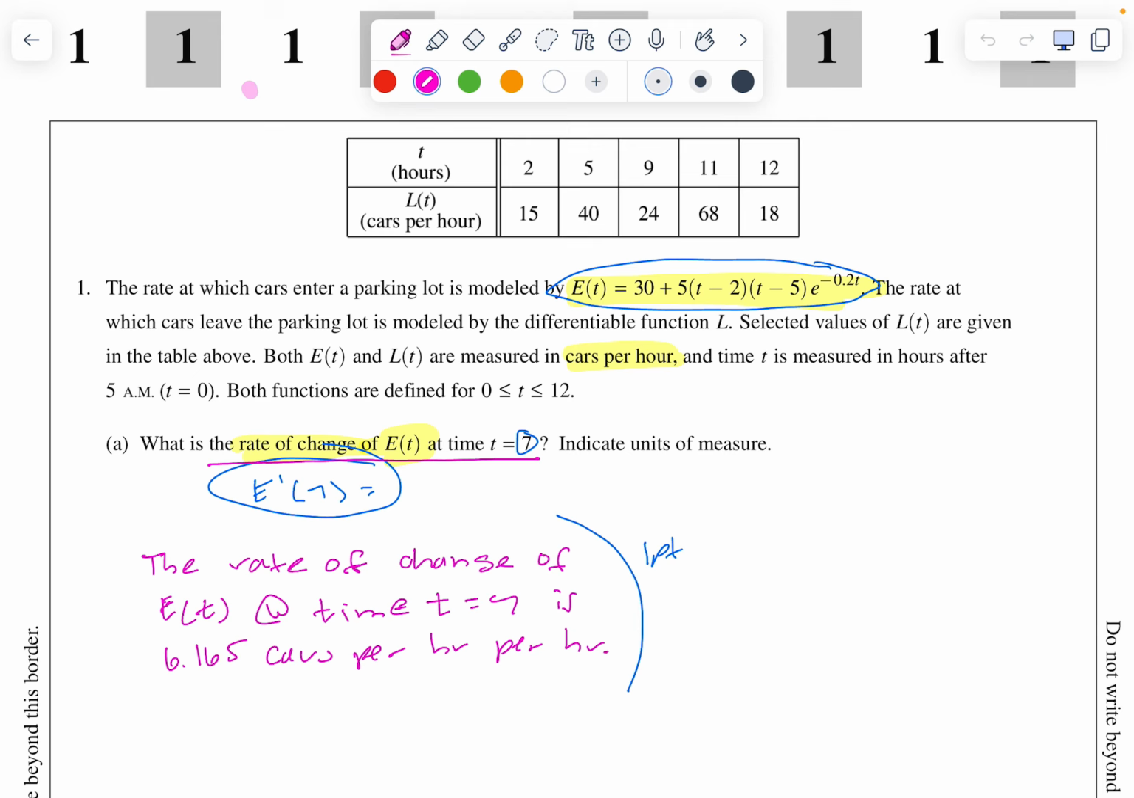And then part B: how many cars enter the parking lot from time t equals 0 to time t equals 12? Give your answer to the nearest whole number. Okay, just like on the Riemann sums, how many total distance? It's still going to be our integral.